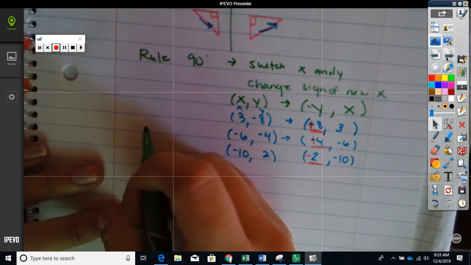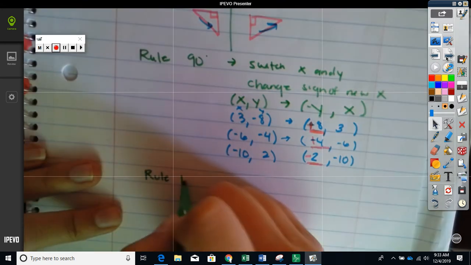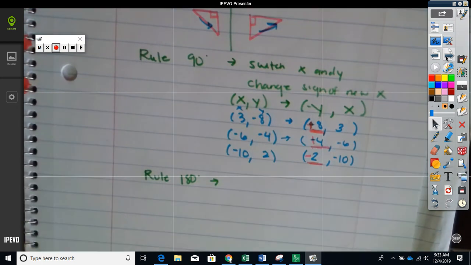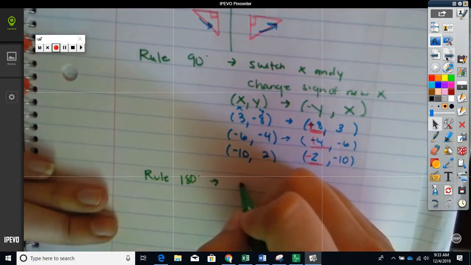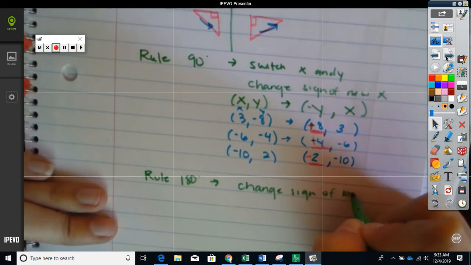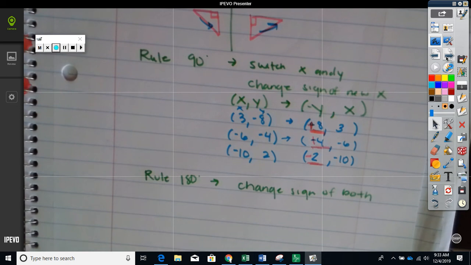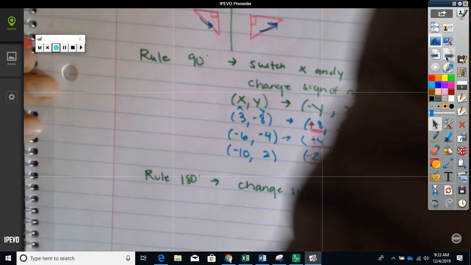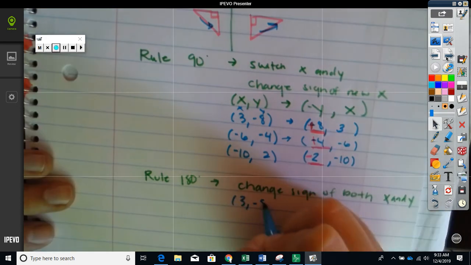And I really don't like that my marker's fading out, but oh well. 180 degrees, what you do is you don't switch the order, you have to change the sign of both, x and y. But you're not switching them. So let's use the same numbers.